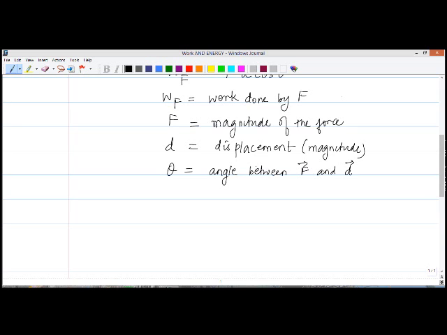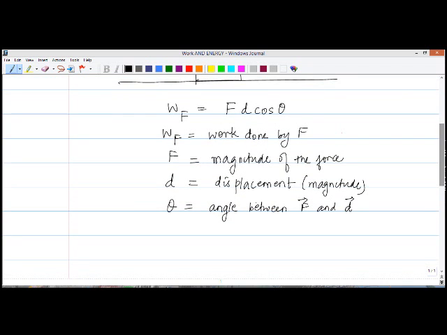Now, a couple things to keep in mind here. First of all, within the definition, I write it as F d cosine theta. So F here stands for magnitude of the force, and that means that you take the absolute value of the force. You only look at the numerical value of the force. Don't worry about directions here, okay? Then the displacement is the same thing. It is the magnitude of the displacement. Keep the absolute value. The angle theta is what is going to decide the sign of the work.